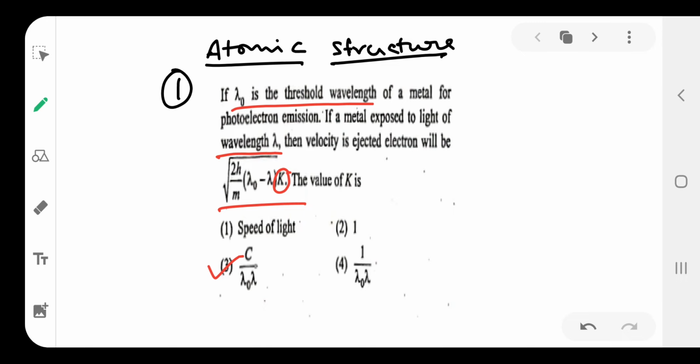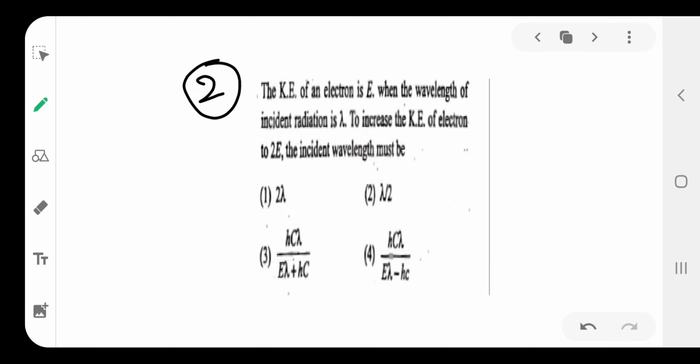The next one, see the question number 2. The kinetic energy of the electron is E when the wavelength of incident radiation is lambda. If the kinetic energy increases to 2E, the incident wavelength will be what? They gave the kinetic energy: at this kinetic energy, incident radiation is lambda. If kinetic energy increases to 2E, then what happens to the incident wavelength?